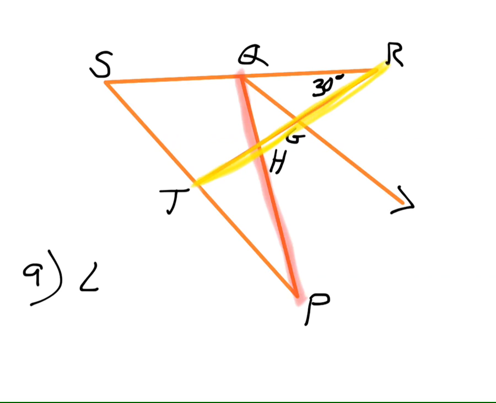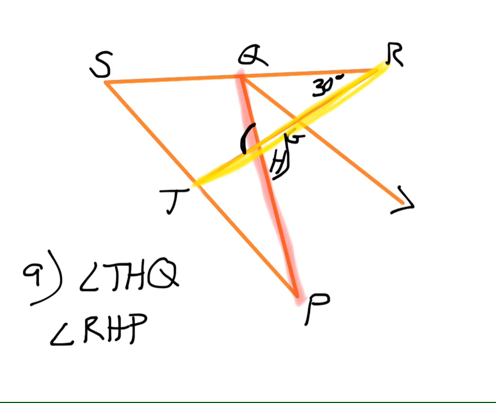THQ, yep. Angle THQ. So that's talking about this one, THQ. And, yep, angle RHP. THQ and RHP. Those are two obtuse vertical angles. They're vertical, they're opposite to two intersecting lines. They're obtuse, they're bigger than 90.